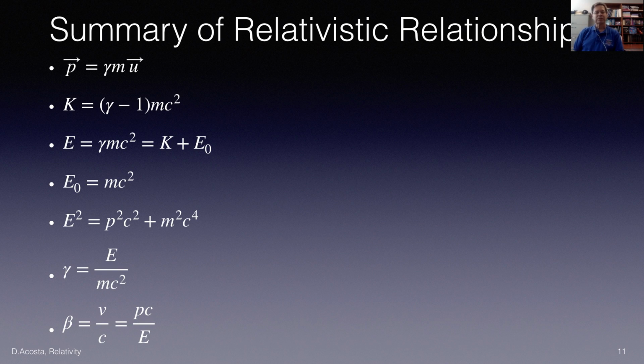Okay, in this lecture, let's summarize the equations we've learned so far in special relativity. We have the relativistic form of momentum, p, which is gamma mu, where u is the velocity of the particle. p is a three-dimensional vector, so it has components x, y, and z. Gamma, remember, is shorthand for 1 over the square root of 1 minus u squared over c squared in this case.